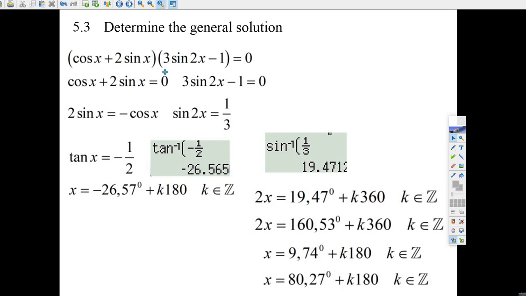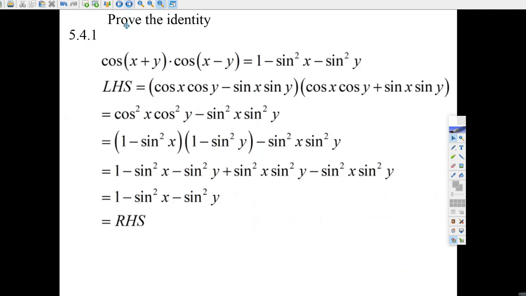Now, some people might have started multiplying, doing weird things. They gave you the answer almost. They put it in a form that made it easier to do. Maybe we've got time to try one more question here.